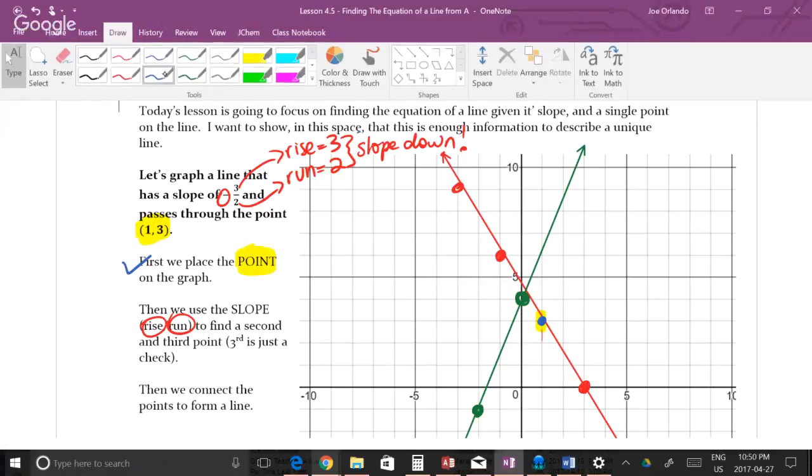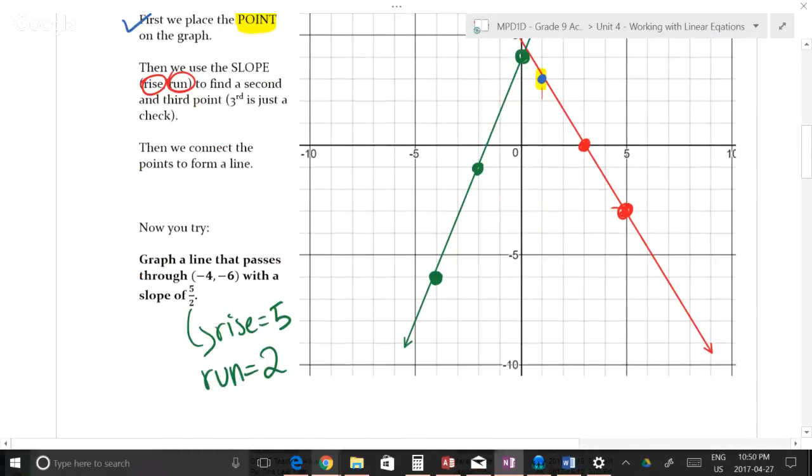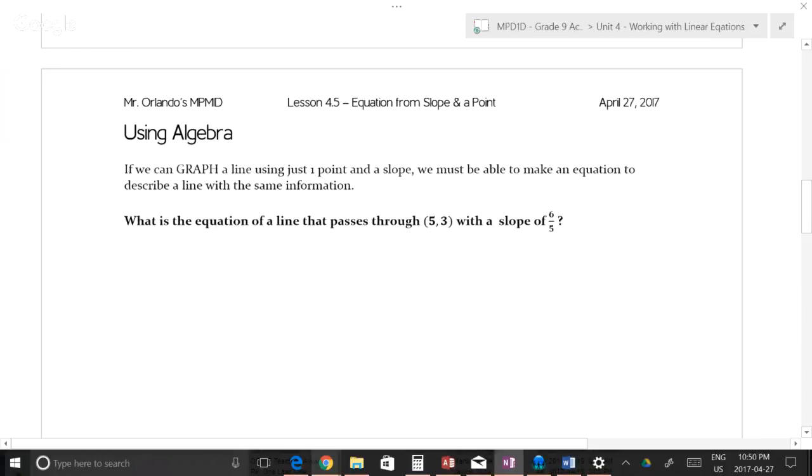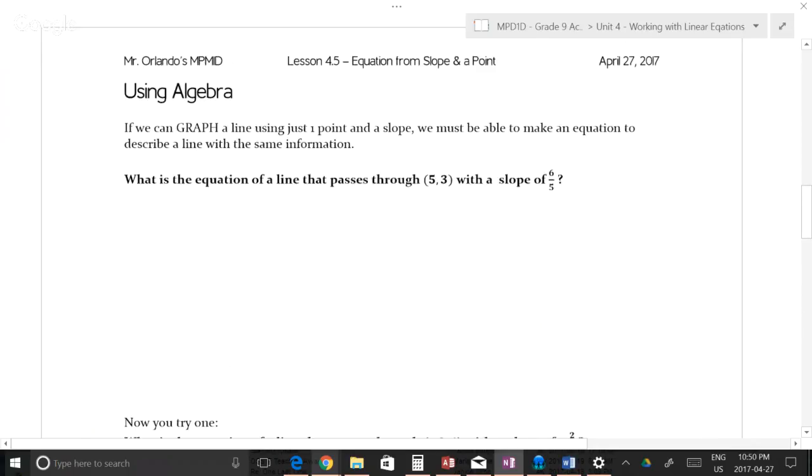What I want to show you on the next page is that we can use our algebra skills to do that same thing, but this time just using the equation. Just using the equation. And the thing we have to remember here is that y equals mx plus b is the general form of this equation.